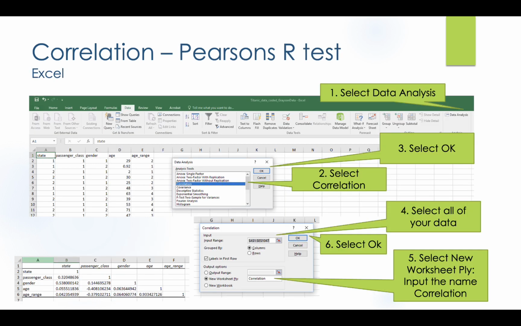All right, so how are you going to test correlation? You're going to go into your data analyzer in Excel, select data analysis, and then select correlation, then hit OK. Then select all of your data right here. You're going to get every single line of data in there. Select OK, and then name this worksheet, input the name correlation. Once you've done that, you should get a new workbook called correlation. Your correlation table for the Titanic database should have opened.